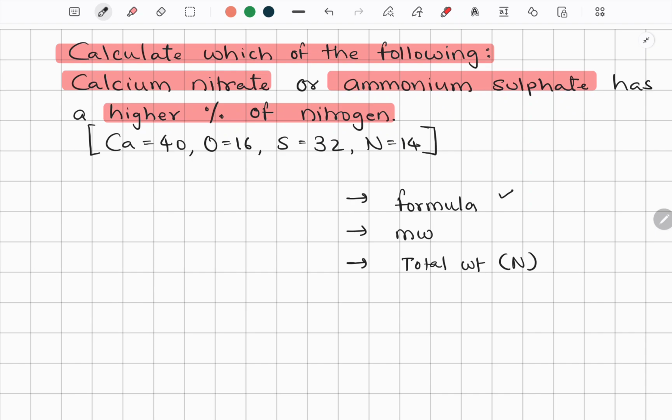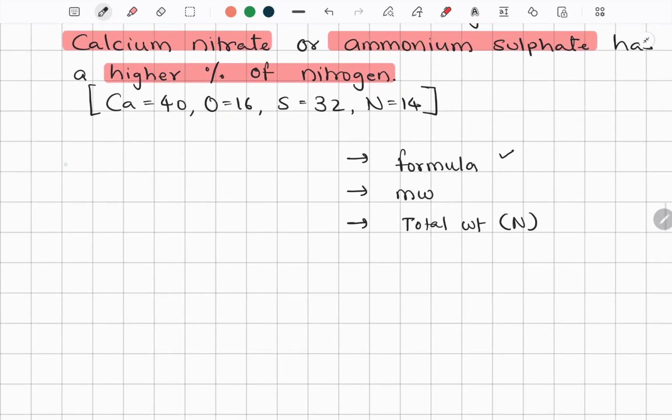What is the formula of calcium nitrate? Calcium is Ca2+ and nitrate is NO3 minus 1. So 1 over here and 2 over here. So 2 is going to go over here and 1 will come over here. The formula will become Ca(NO3)2. Correct?